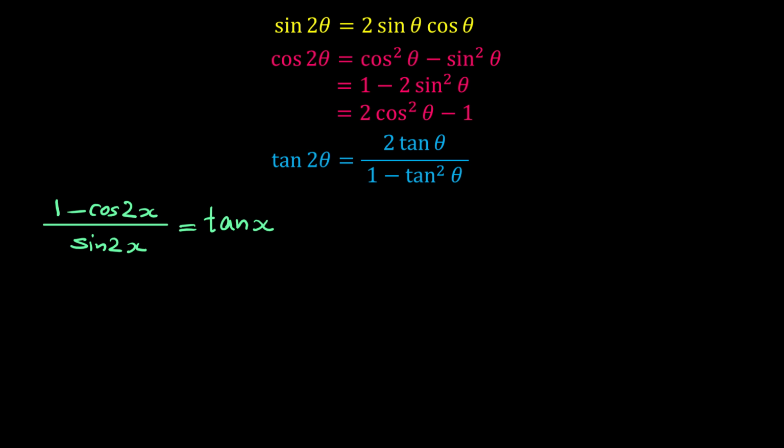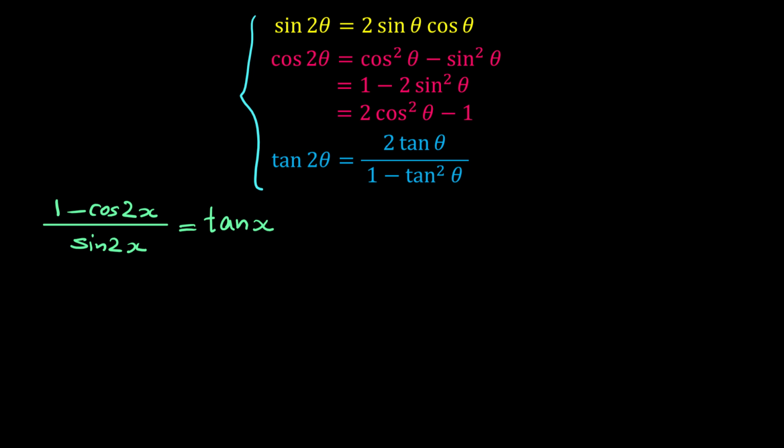In this video, we want to learn how we can use double-angle identities to prove other identities. Here we have a list of double-angle identities. Sine of 2 theta is 2 sine theta cosine theta. Cosine of 2 theta is cosine squared minus sine squared, or 1 minus 2 sine squared, or 2 cosine squared minus 1. And finally, tangent of 2 theta is 2 tangent theta all over 1 minus tangent squared theta. These are the double angle identities that we need through this video.